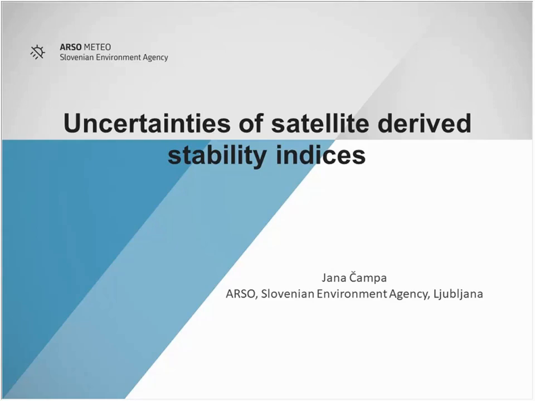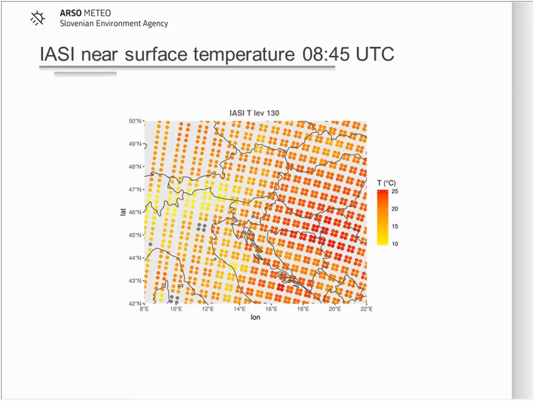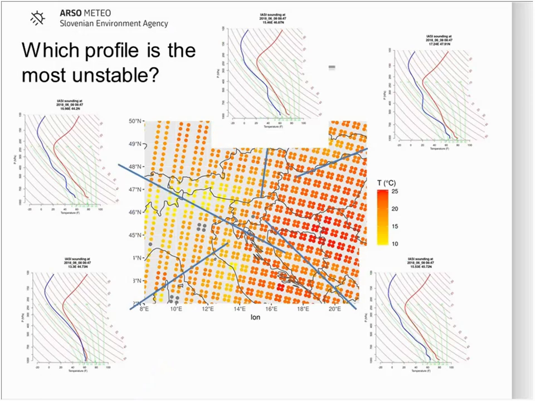For the beginning, I have a little challenge for you. This is the temperature at one of the lowest levels of the IASI profiles on one certain day. Now here are a couple of profiles. You can see they are connected to certain points on the map, and I want to ask you, which of these profiles would you think is the most unstable?